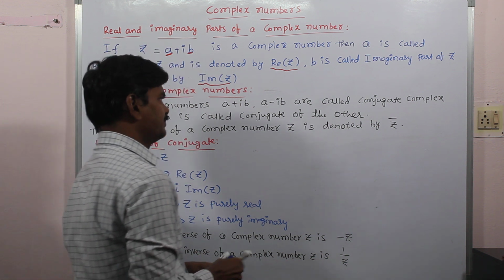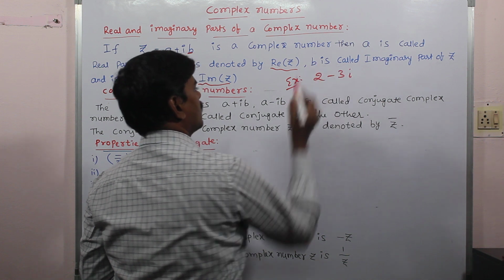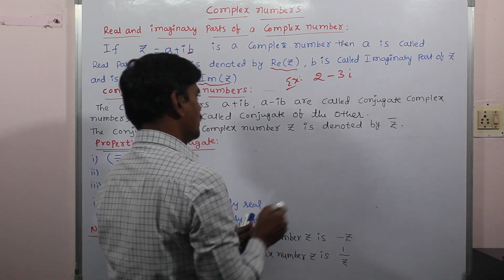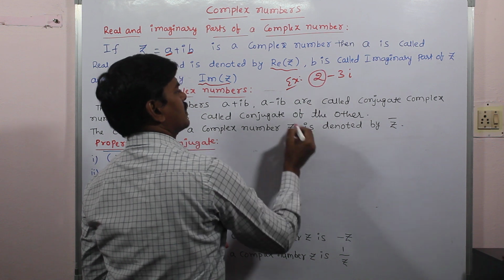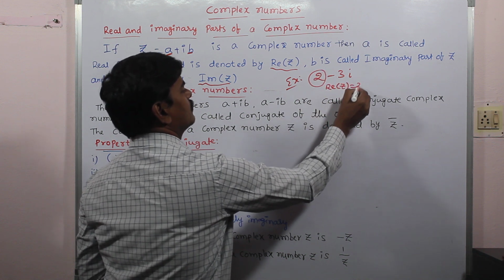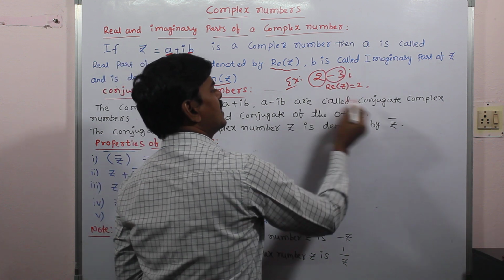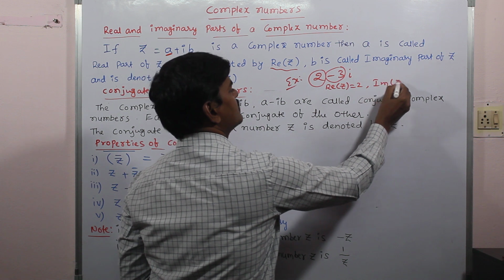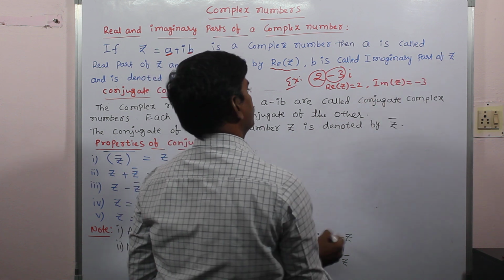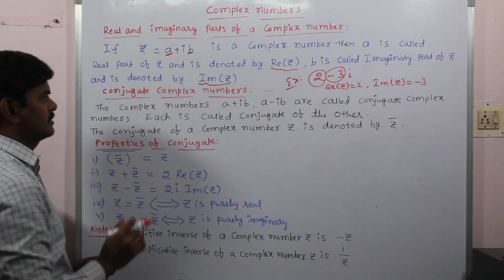For example, 2 - 3i. In this complex number, 2 is the real part, so Re(z) = 2. Minus 3 is the imaginary part, so Im(z) = -3. So do remember the real and imaginary parts.